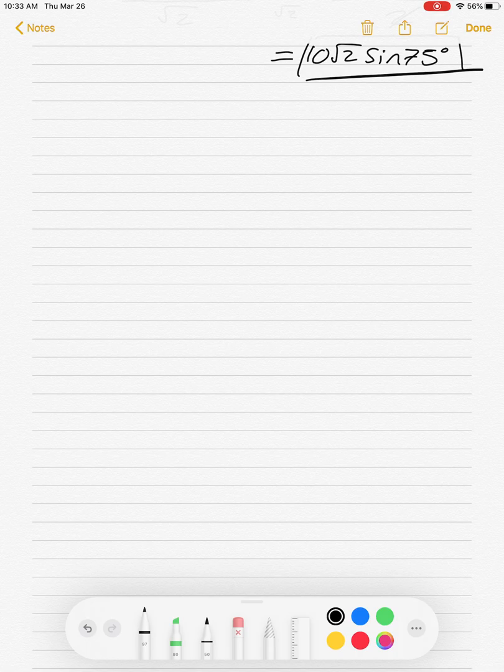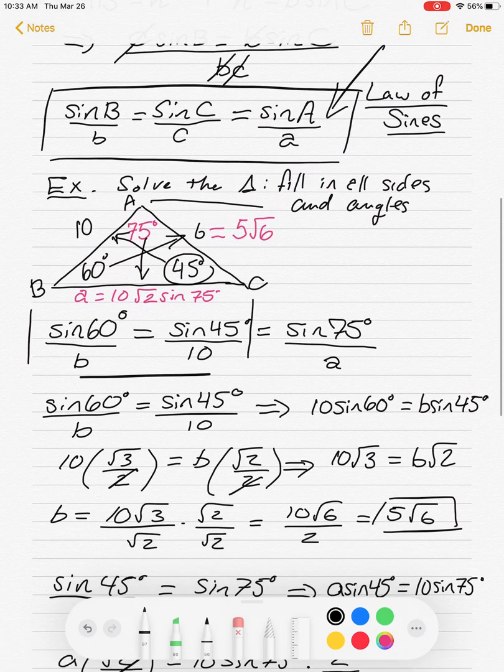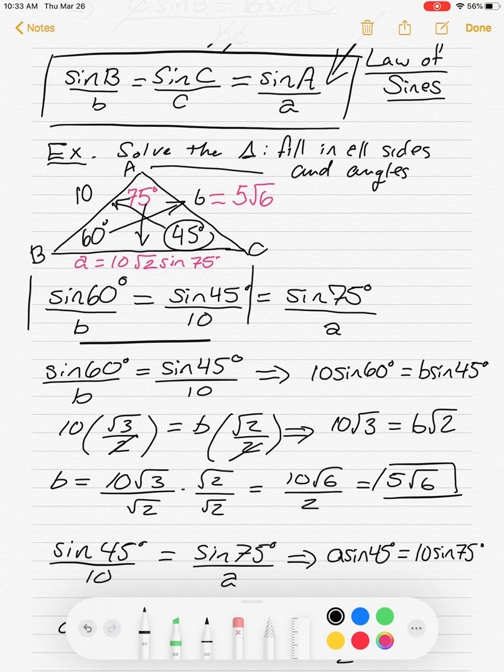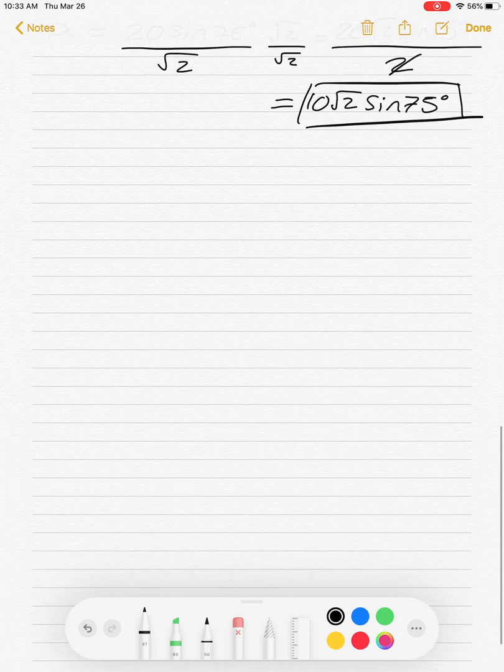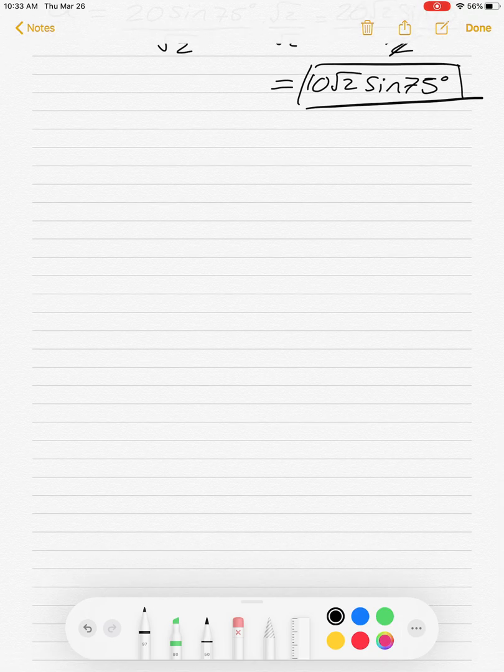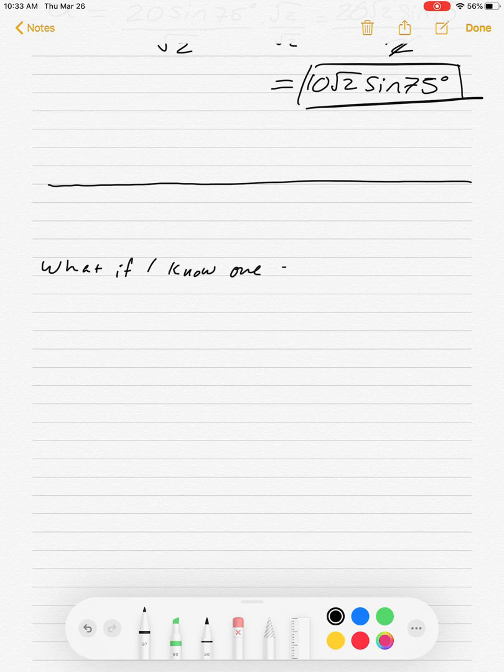So with that example, you see how I knew two angles? I could immediately fill in the third angle. Well, I guess things are a little more interesting if instead of knowing two angles, I only know one angle. So let me just try to illustrate here. What could happen if I know only one angle and two sides?